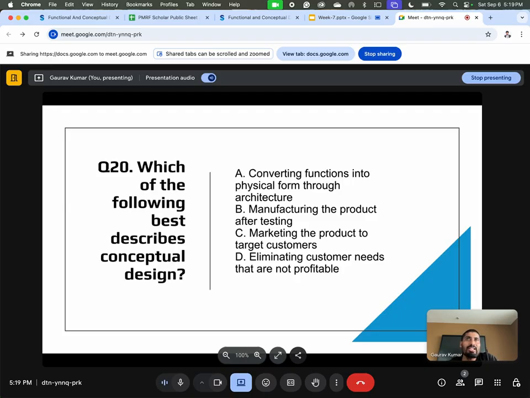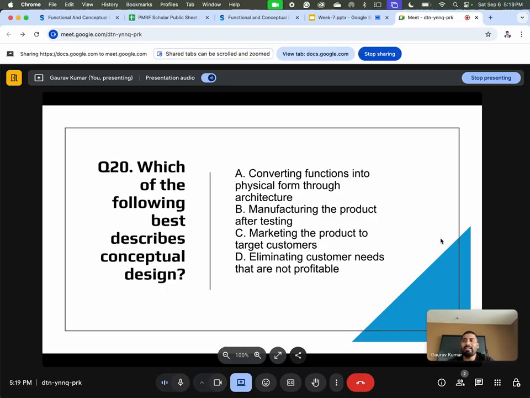So conceptual design focuses on bridging functions with engineering solutions. This stage is critical because it shapes the direction of the entire product. A poor conceptual design leads to inefficiencies downstream, while a strong one ensures the alignment between customer needs, functional models, and physical architectures.